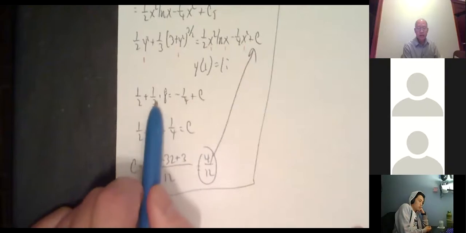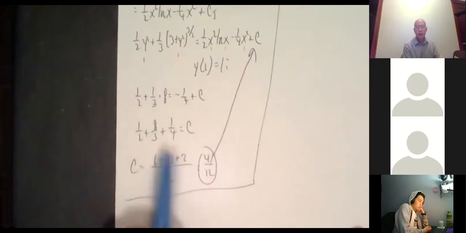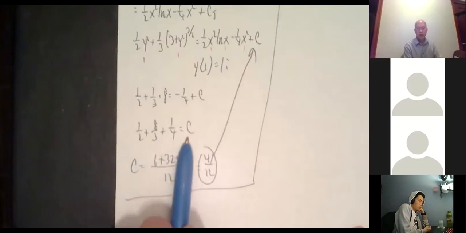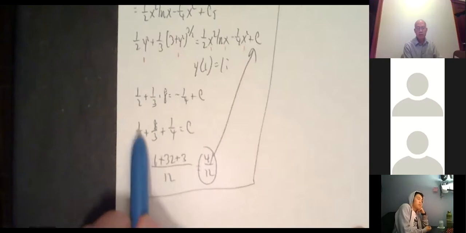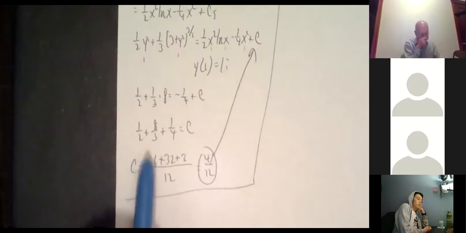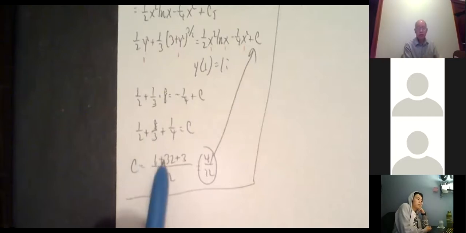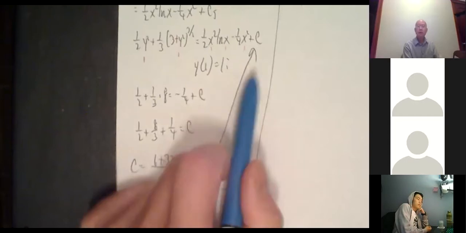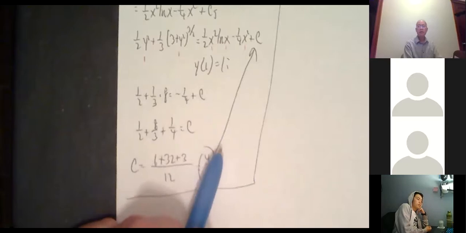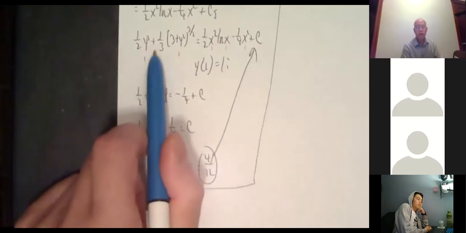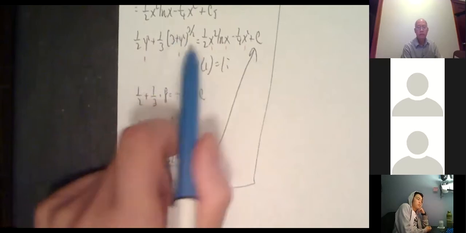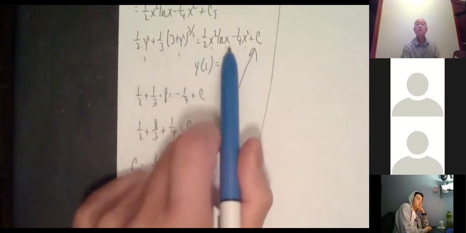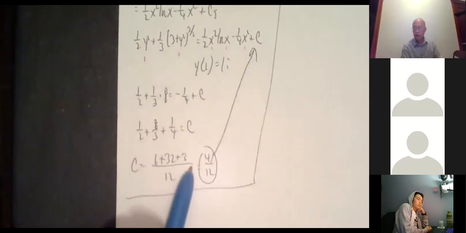So that's 1/2 plus 8/3. Add 1/4 to both sides. So you have 1/2 plus 8/3 plus 1/4 is equal to c. Okay, common denominator is 12. Multiply by 6 over 6. Multiply by 4 over 4. Multiply by 3 over 3. So c is 41 over 12. Just put that over here and you're done. So the final answer is 1/2 y squared plus 1/3 (3 plus y squared) to the 3/2 equals 1/2 x squared ln x minus 1/4 x squared plus 41 over 12, that weird thing over there.